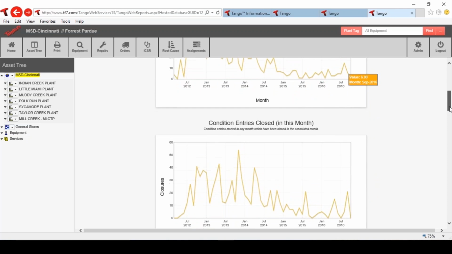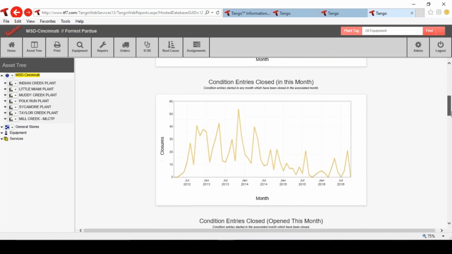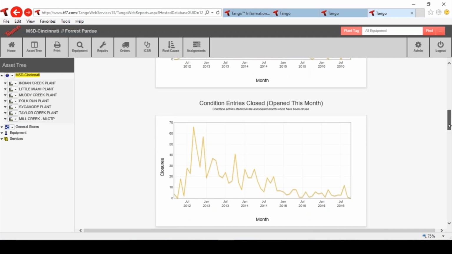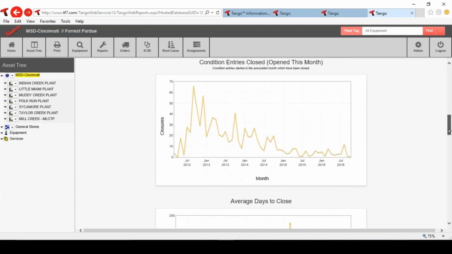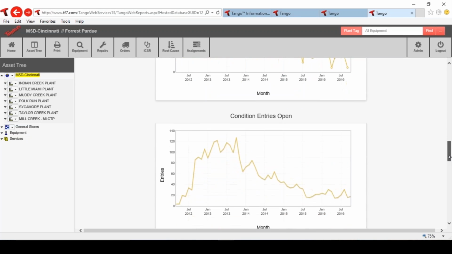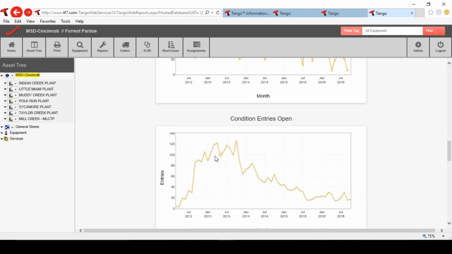Clear trend on that. Yep, I mean they're closing in the month. Again, they're looking a lot better. Opened condition entries closed that were opened in the month, those are the ones that are turned around fast. Average days to close and total open. So they're total open, I mean, they were running 100 or more open at a time earlier. Now they're running 20. You know, looks like they're running in the range of 20 a month that's open.